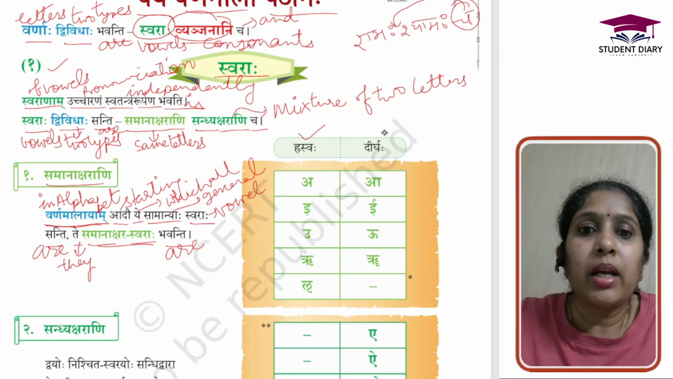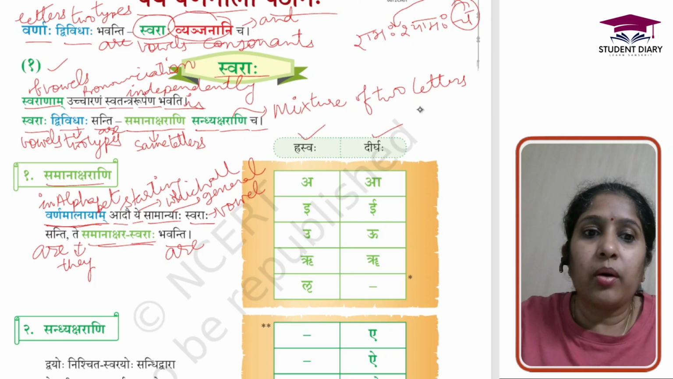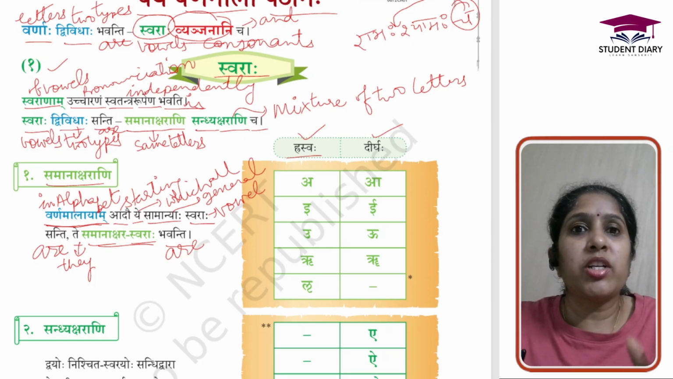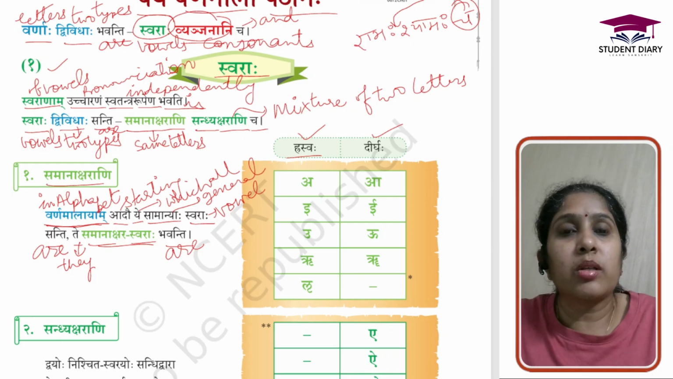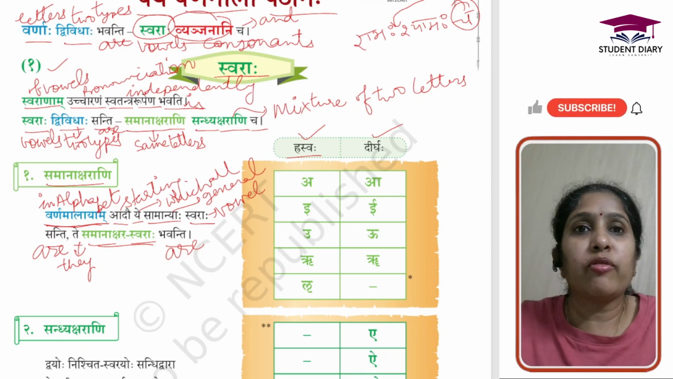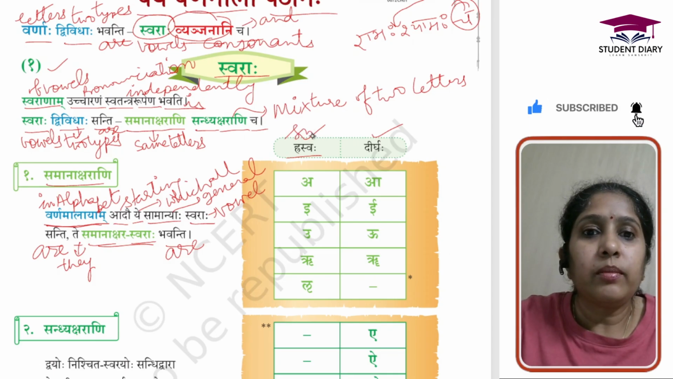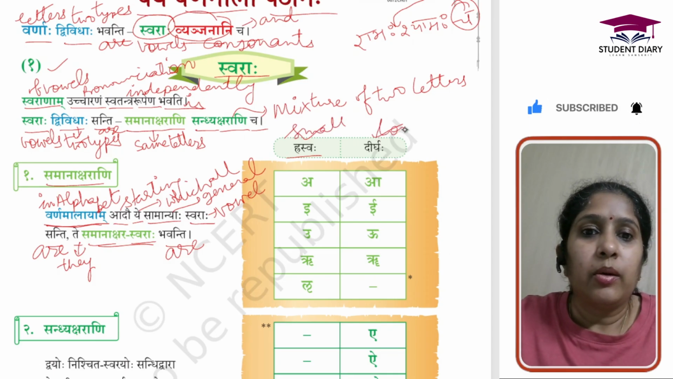One is hrasva swar and one is dirgha swar. Hrasva swar are the swar which take very less time in speaking, and dirgha swar are called the long swara, which take double the time of the hrasva swar. Hrasva means the small and dirgha means the long.